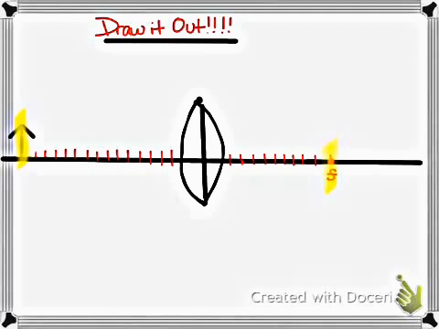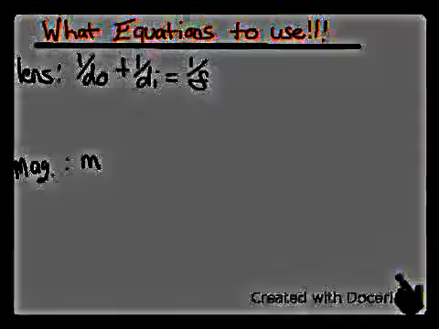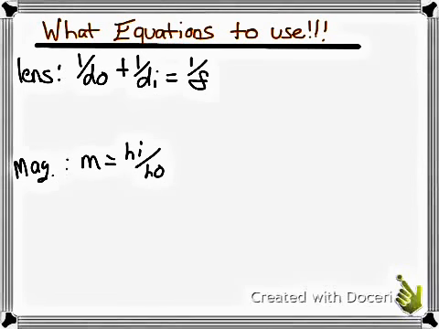I can't do anything more yet because we have to find the magnification and the distance of the image first. So let's use the equations. Of course you have to use the lens equation. Remember, 1 over d_o plus 1 over d_i is equal to 1 over f. And your magnification is m equals h_i over h_o equals negative d_i over d_o.